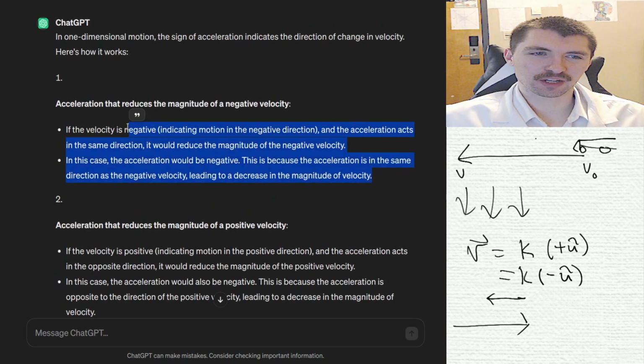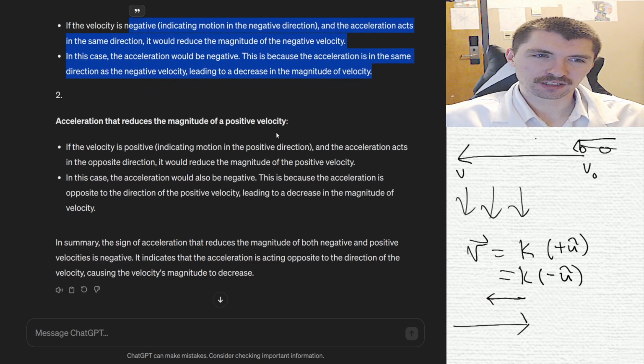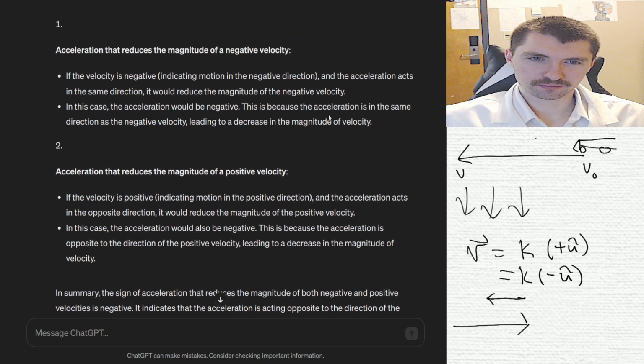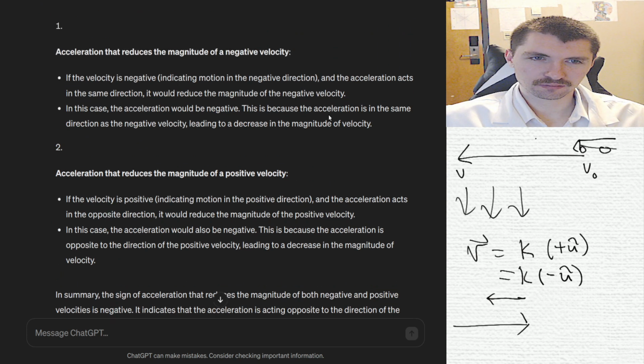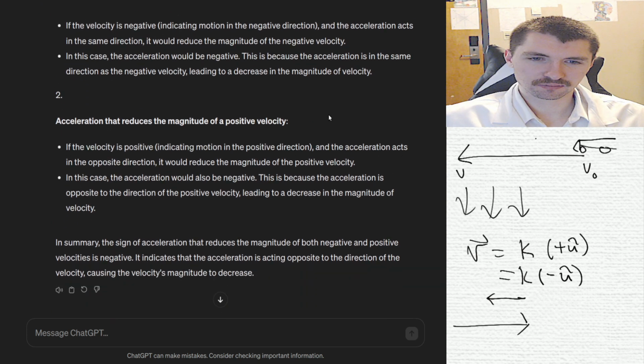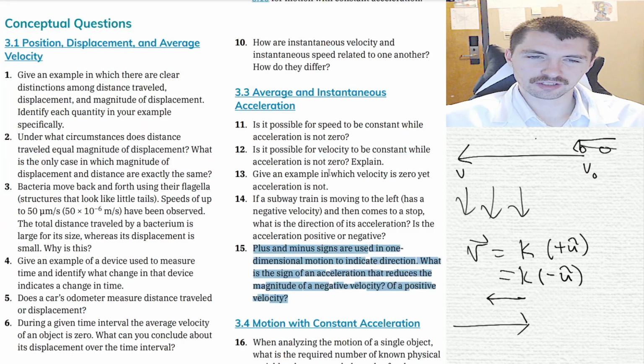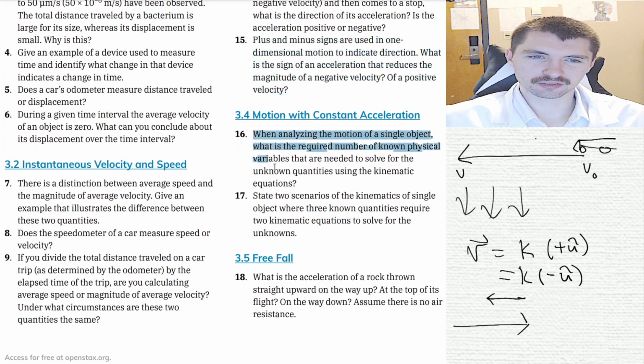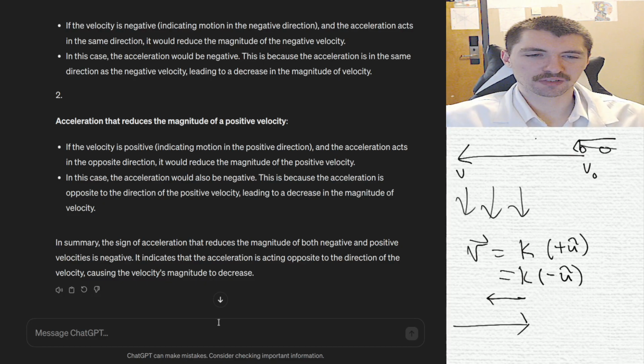I don't know. I would say this is probably wrong. Acceleration that reduces magnitude of positive velocity. So I think it's just opposite signs. I'd be wrong though.